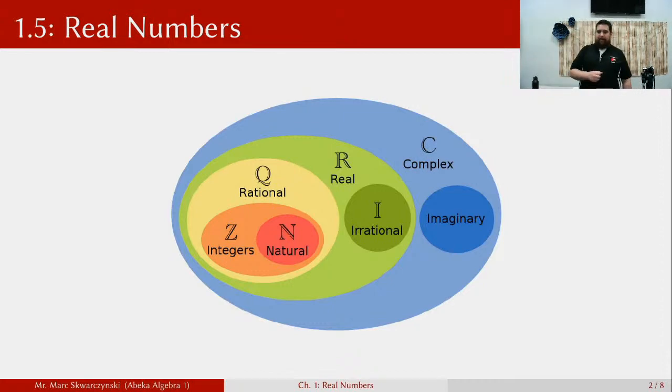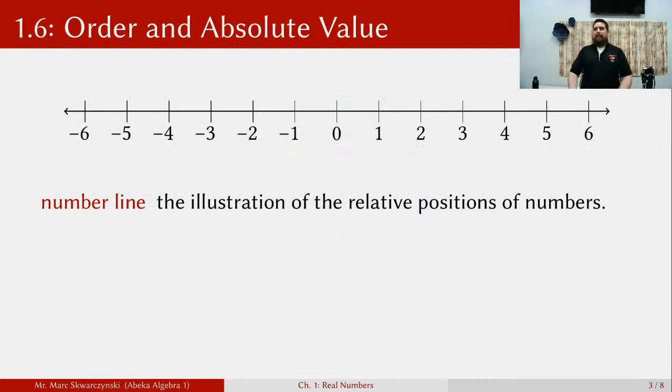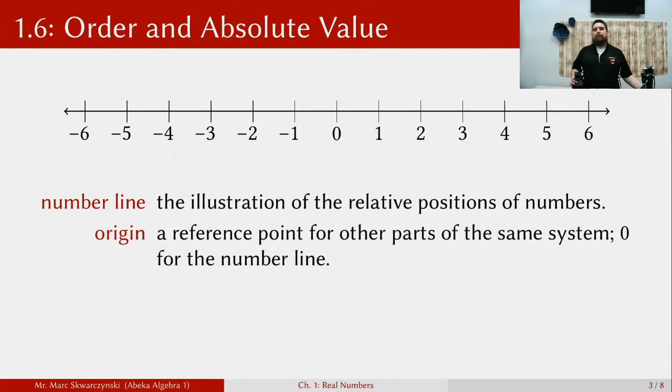Okay, so let's look at the number line. The number line is the illustration of relative positions of the numbers. I know this is probably old news to you, but we're just going to go through very briefly exactly what this means for us and what we can do with it. We start at the origin, which is just a reference point for other parts of the same system. 0, in this case, for the number line.